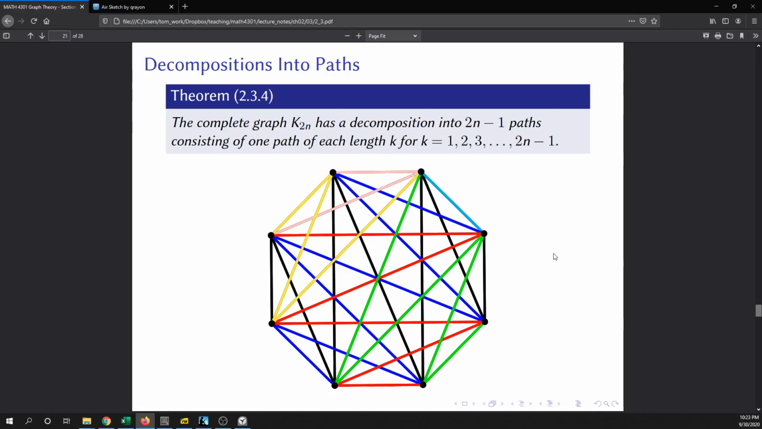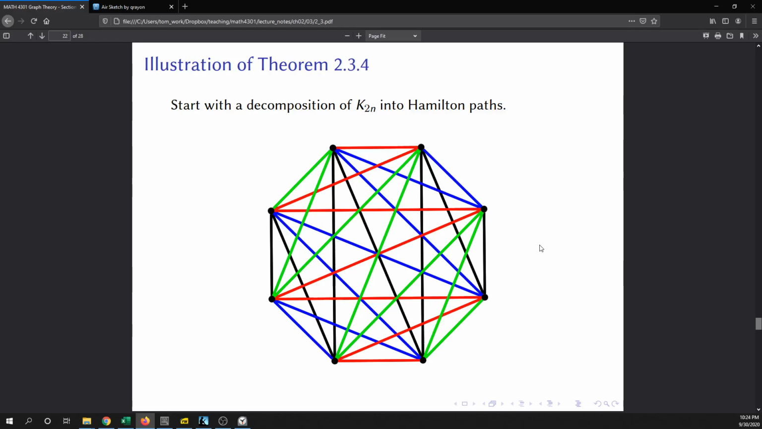Okay? So again, let's walk through the idea of the proof. I don't have every detail filled in, but just enough to give you the idea in this video. What we would do is start with the decomposition of the complete graph on an even number of vertices into Hamilton paths. That was guaranteed by the previous theorem that we talked about. And so here you can see that decomposition. Here I have 4 paths: a black one, a blue one, a red one, and a green one.